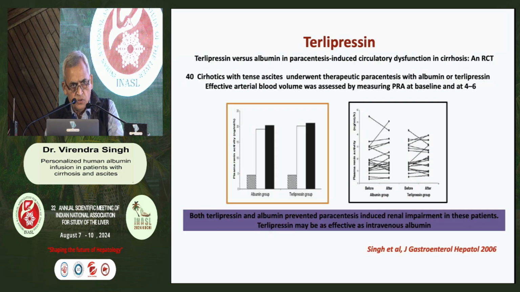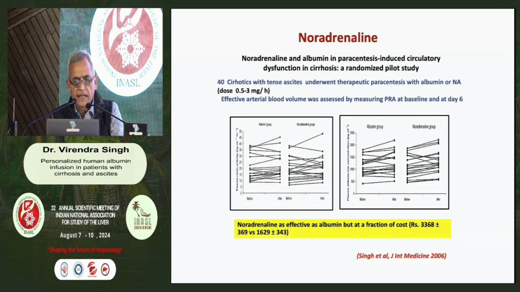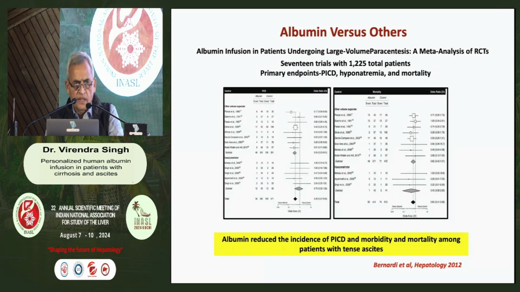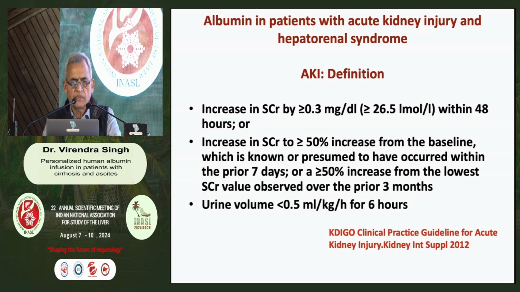Similarly, we also showed that the albumin as well as the terlipressin was effective. Then the NORAD also was effective in this study of ours. Then the midodrine also was effective in preventing the development of PICD. So was the albumin. In this meta-analysis, Bernardi compared the albumin with the other vasopressors, and the albumin was superior in the prevention of PICD.